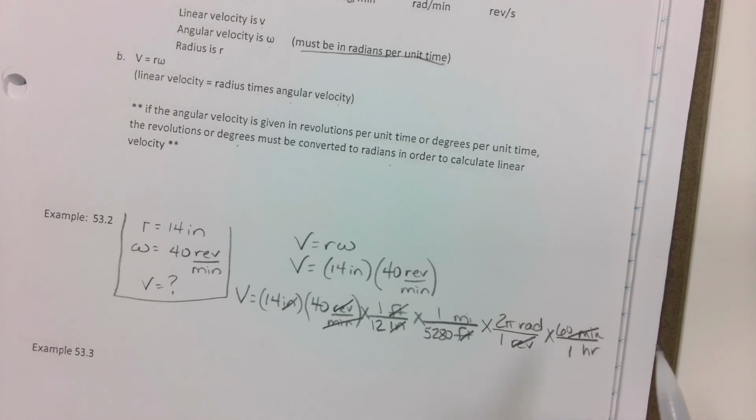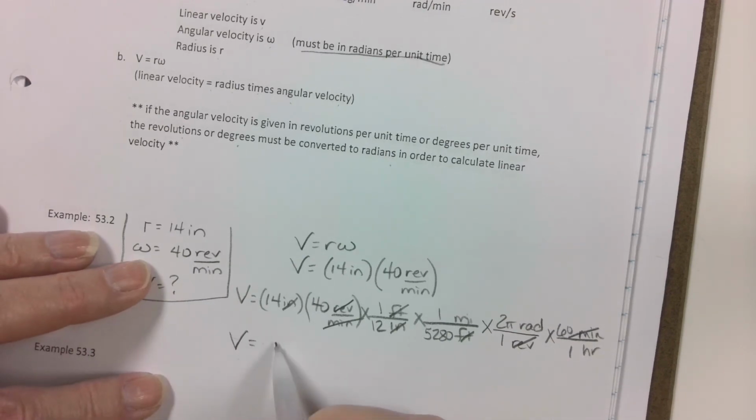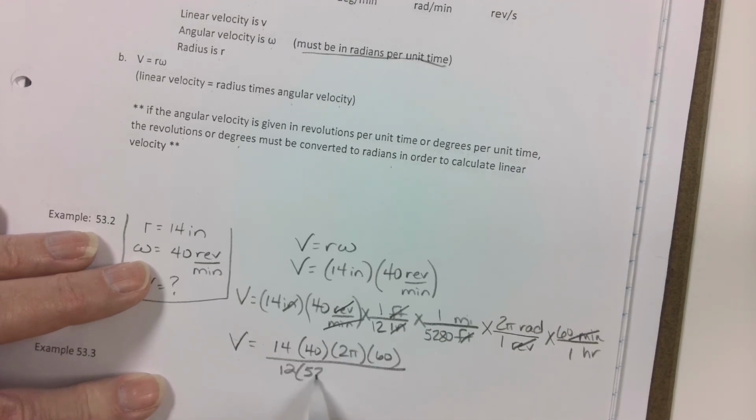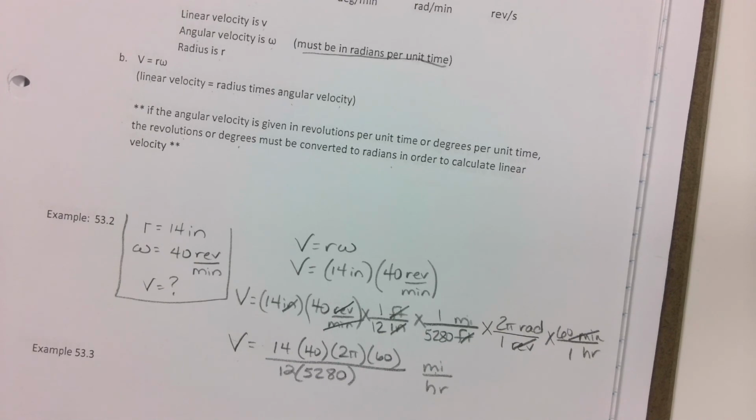Now, you're probably wondering what happened to the radians, right? Well, the radians just became miles. Don't worry about it. The radians are either there or they're gone, depending on if you're changing it to linear or something that's rotational. So our answer is 14 times 40 times 2 pi times 60, on the bottom is 12 times 5,280. And we have miles per hour. Leave the radians off because you're in miles now. Okay? And I think you can get it from there.